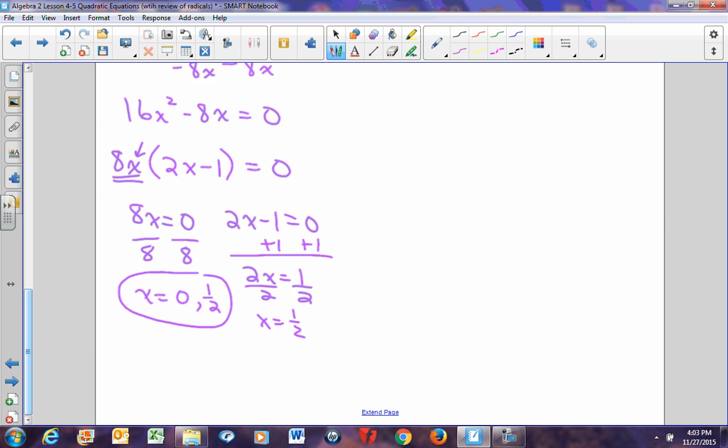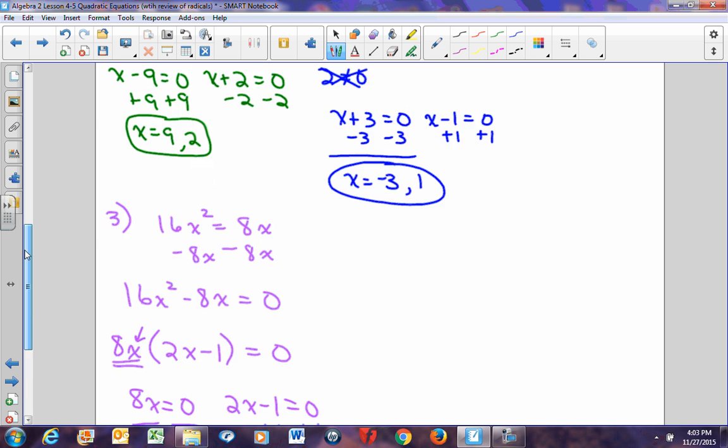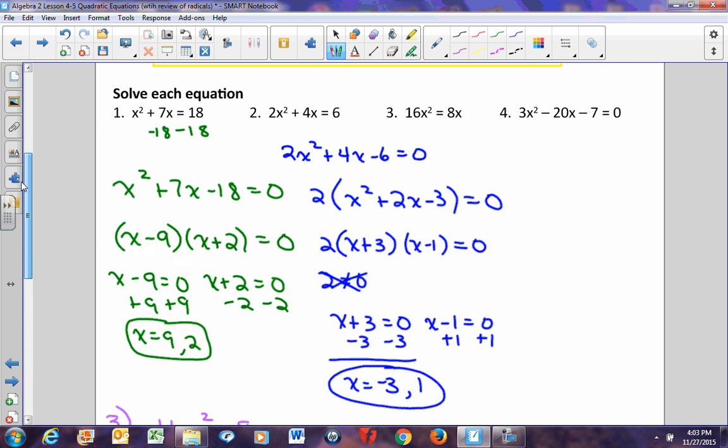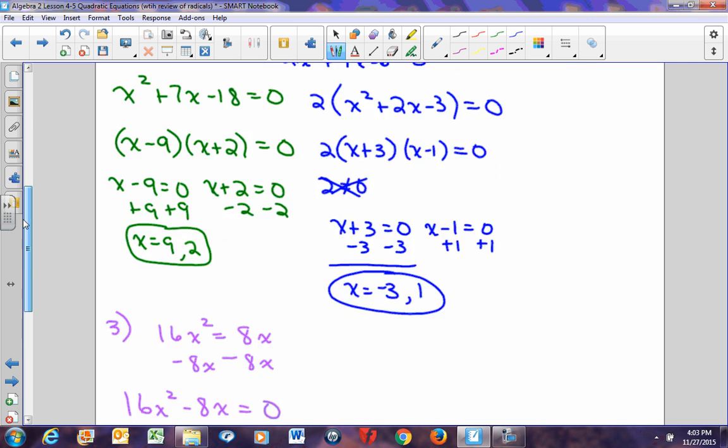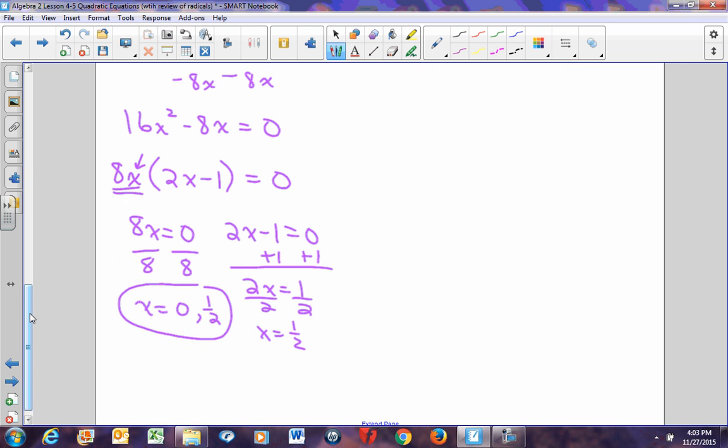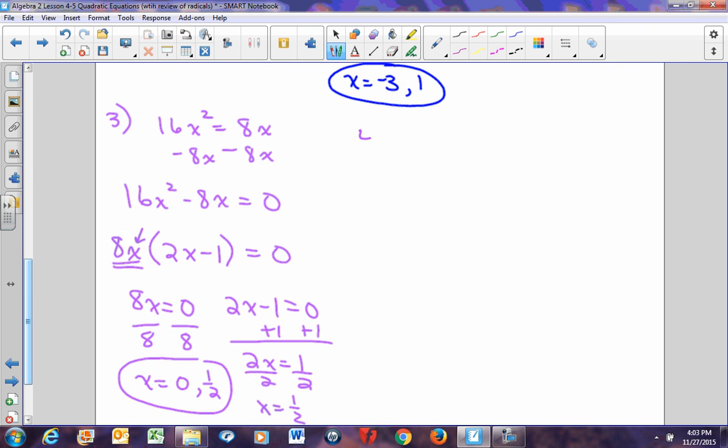And the last problem up here, which was 3x squared minus 20x minus 7. So I'm going to write that over here again so that I can see it really clear. Number 4 was 3x squared minus 20x minus 7 equals 0. So I need two numbers with a product of negative 21 and a sum of negative 20. So I'm thinking negative 21 and 1, and I'm going to factor this by grouping.